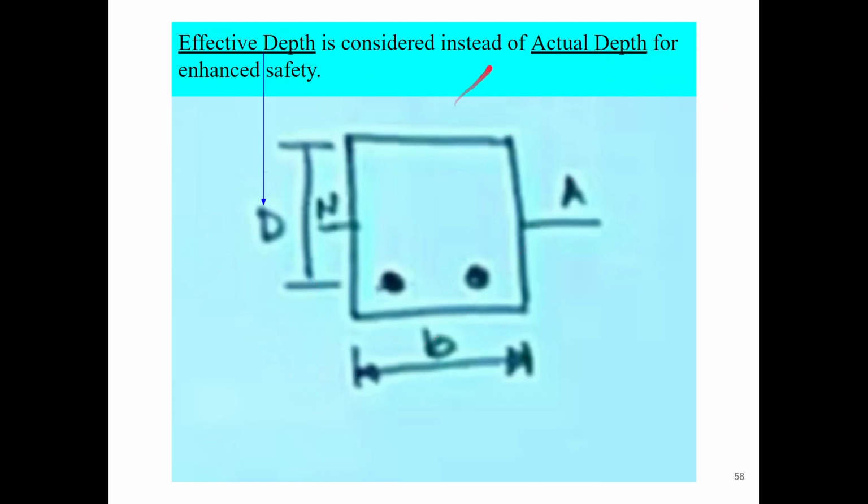If we had considered actual depth, it would have been from here to here, but because we are considering effective depth, it will be here to here. So this portion is the factor of safety which we are taking. So this is increasing the FOS, factor of safety.